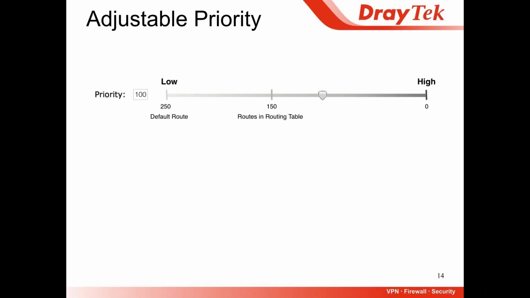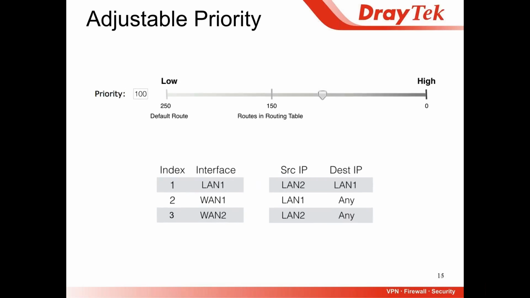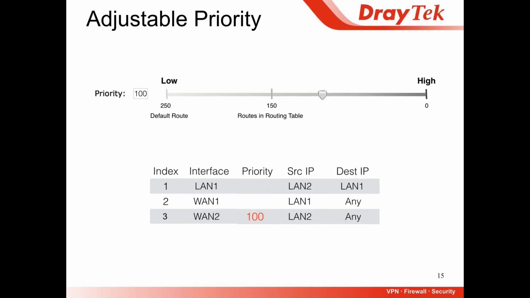So this is the previous route policy general view. In the new version, we put priority in, so you can compare the priority for each policy. So if you drag to the left, the general view will show the priority for you as well.